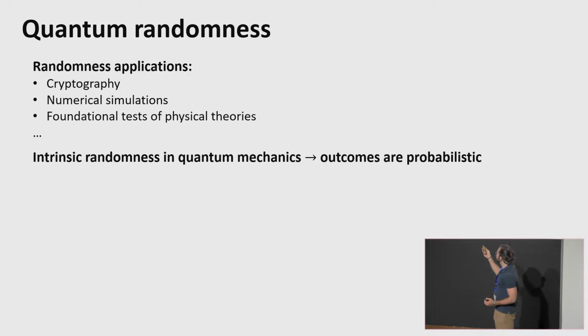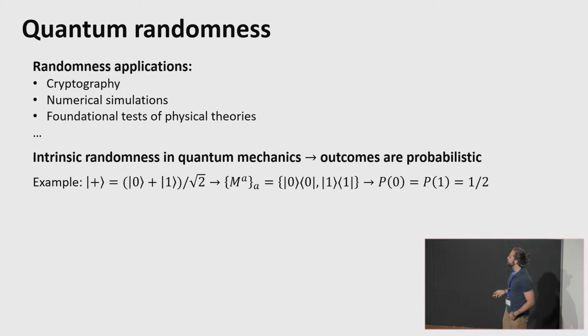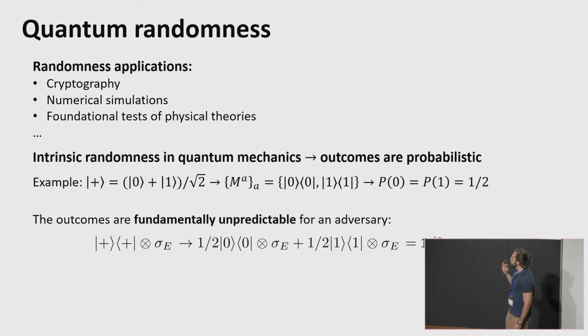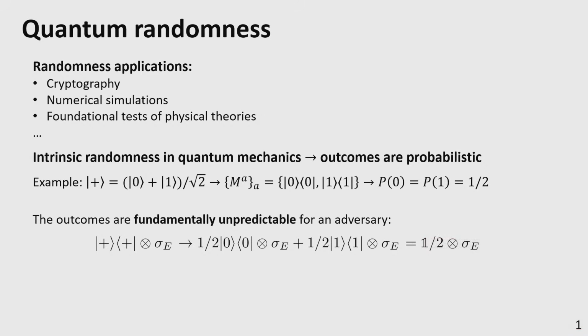So for example, if we take the plus state, that is just a superposition of 0 and 1, and then we perform a measurement in the computational basis, then we will have the outcome 0 and the outcome 1 with 1/2 probability. And another important property is that the outcomes are fundamentally unpredictable from the point of view of an adversary. So if we again take the same state, this is a pure state, so it cannot be correlated with any other state.